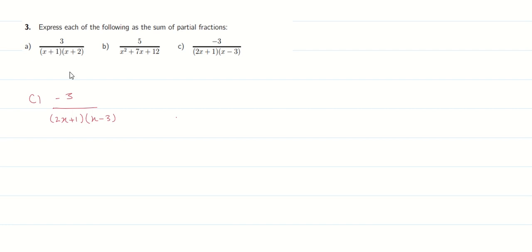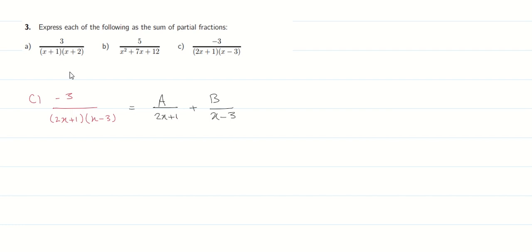As you see in here, in the denominator, it consists of two linear factors. And each of the factor has its own fraction. So it can be separated as a over 2x plus 1 plus b over x minus 3. So a constant on the numerator and the factor itself on the denominator. Now we want to find the a and b value in order to find the partial fractions.